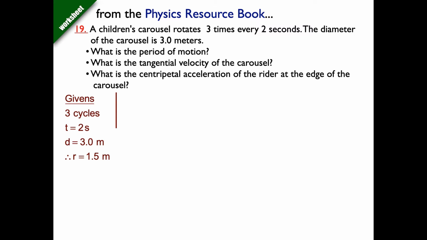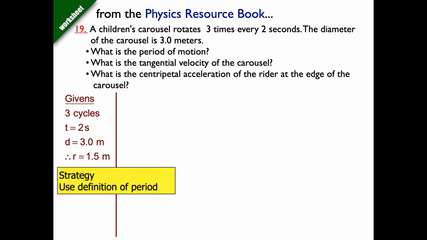First question is, what is the period of motion? So my strategy is real simple. I'm just going to use the definition of period. And the definition of period is the time divided by the number of cycles. So that's easy. It'll be 2 seconds to go around 3 times. That's 2/3 of a second. If you're going to use a decimal, that's fine, but it'd be 0.6 repeating, and make sure you store all the decimals when you're using this for any calculations.